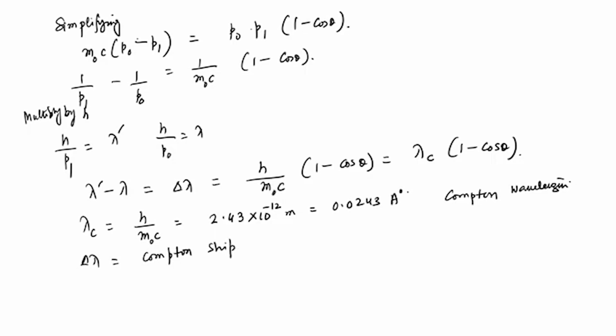Interestingly, this shift depends on theta but not on phi. So, we are only concerned with the scattered photon and not with the recoil electron, and there are two limits that can be seen. One is that for theta equal to 0, which is called a grazing collision.